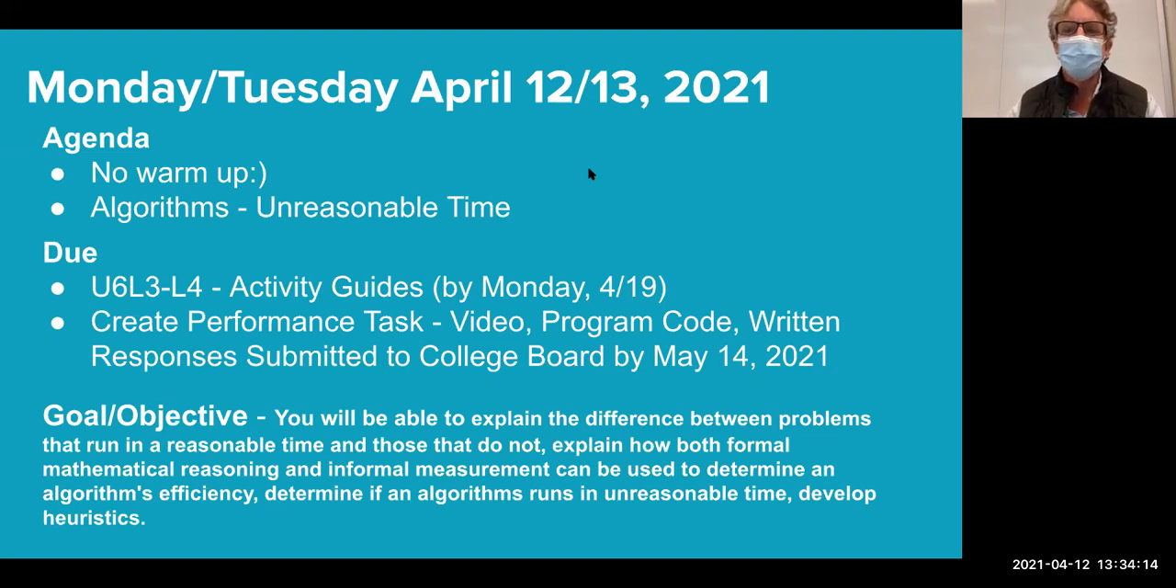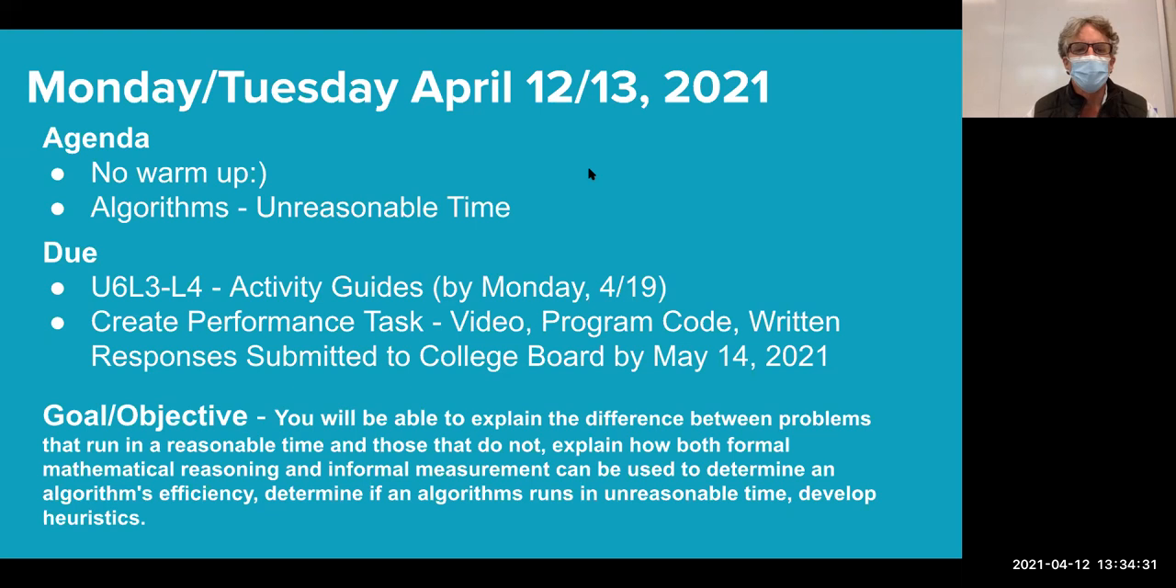You need to get the video, your program code PDF, your written code PDF responses submitted to the College Board in the AP digital portfolio by May 14th. That's when we will check them.